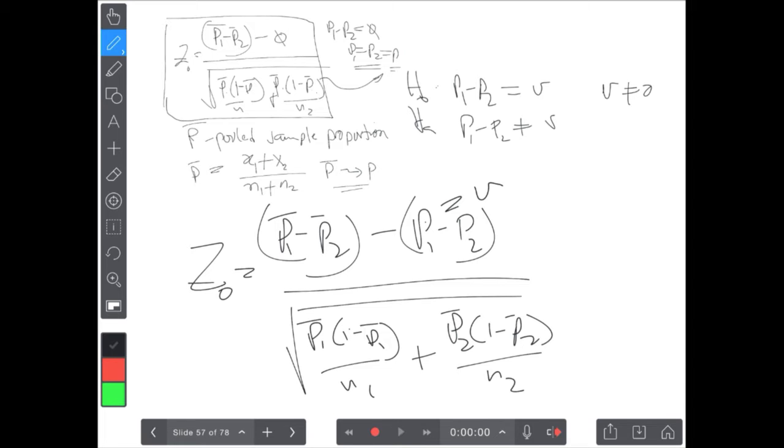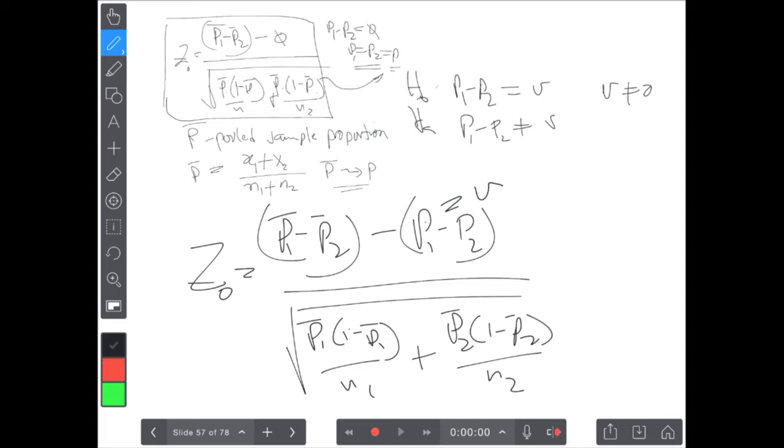Notice now I'm not using just P bar in the estimate of the standard error. I'm using the individual sample proportions. Okay? So those are the formulas that we will need to work with the inference around the difference between two population proportions.